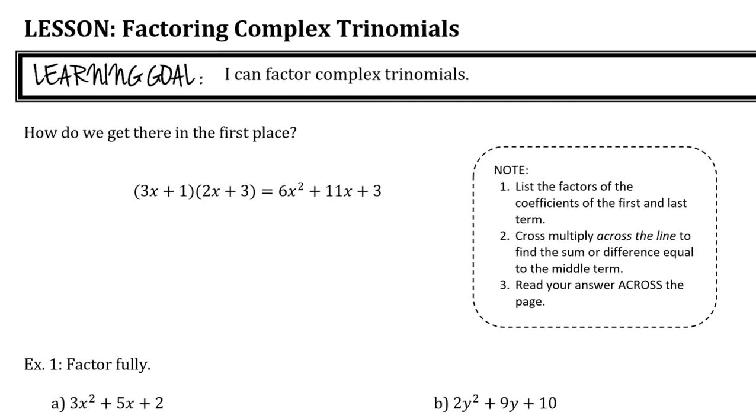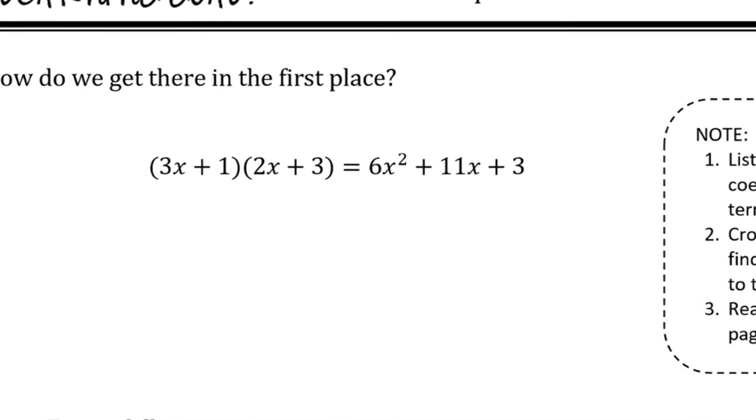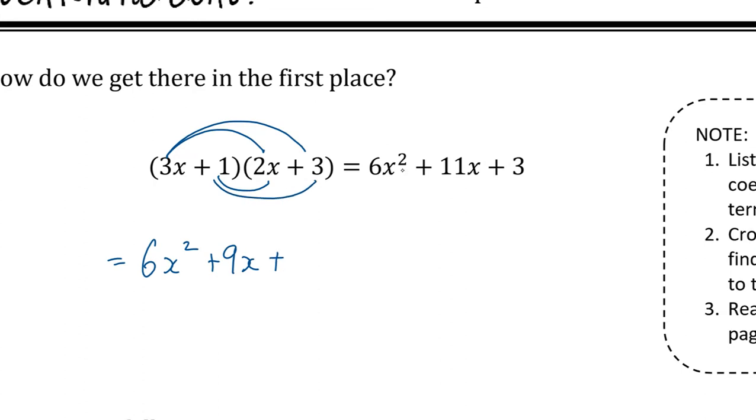Okay. So we talked about this before. How do we get there in the first place? This is going to highlight at least a little bit why complex trinomials are harder. I do 3 times, whoops, not that. Whoa, I went too far. 3 times 2x and 3x times 3. Then 1 times 2x and 1 times 3. So similar to simple trinomials, yes, you still get 2 middle terms that add together.